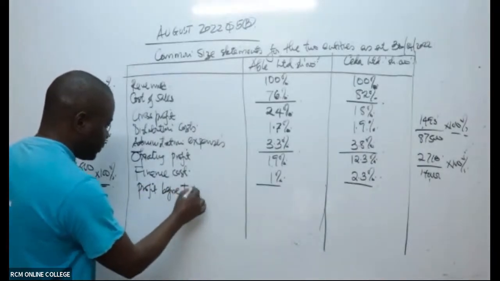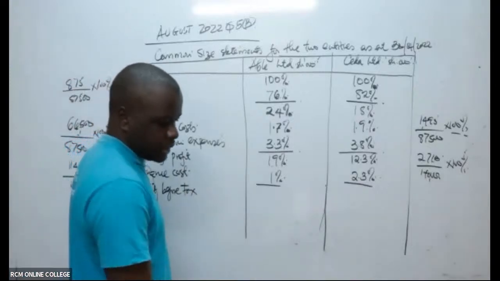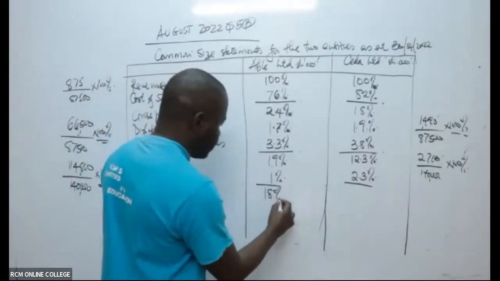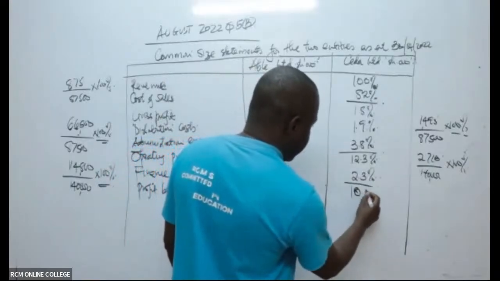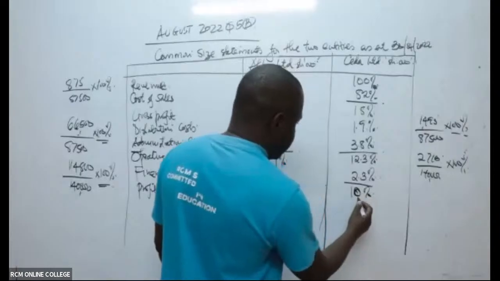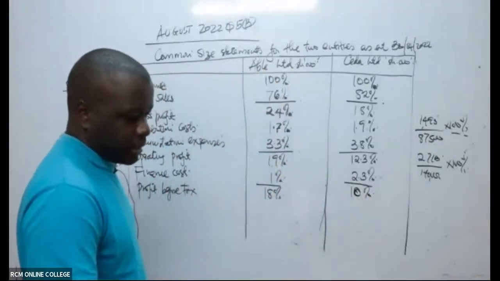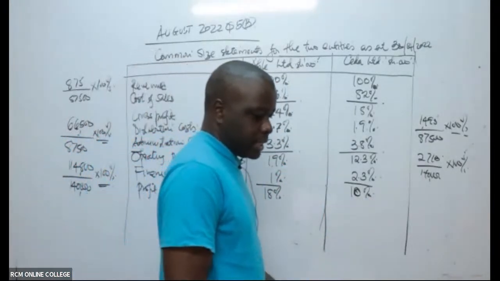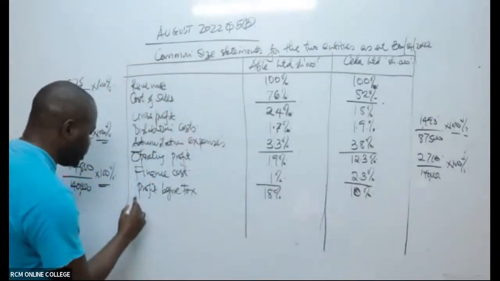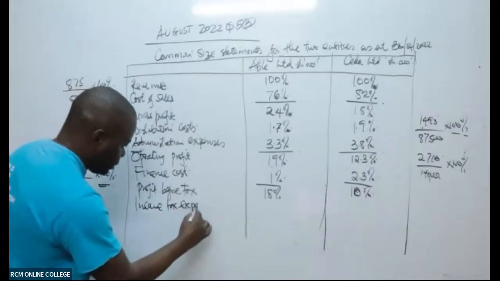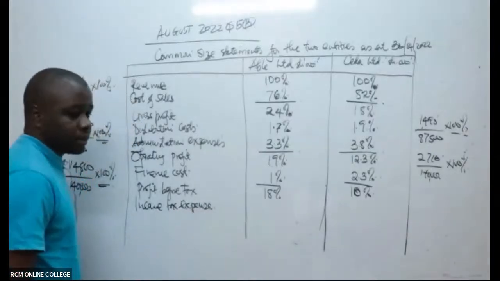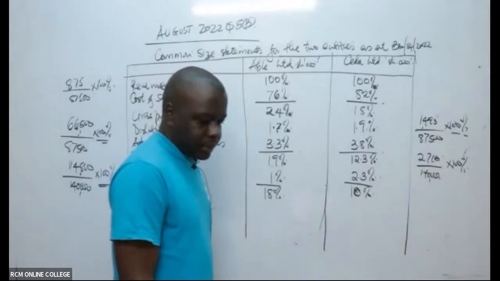So you get the difference there. You'll be able to get 18%. This one you'll get 10%. Then the final item is income tax expense. So the income tax expense, you are getting what?